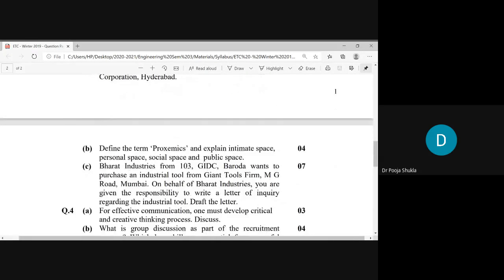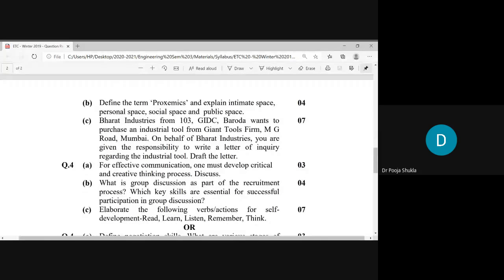All right. Now they have got the next question. Define the term proxemics and explain intimate space, personal space, social space, and public space. They have been generous enough to tell you which are the zones or the spaces in proxemics. So this question, I need not explain, it's clear. At times what they will say is explain, instead of writing define proxemics, they will say explain proxemics. So when they say explain proxemics, it is to be understood that you have to talk about the four zones as well.